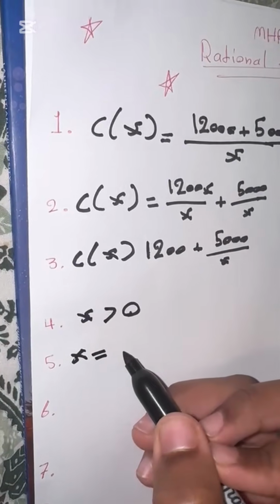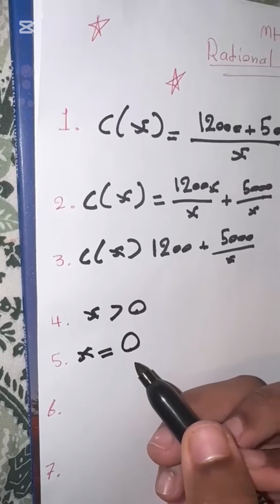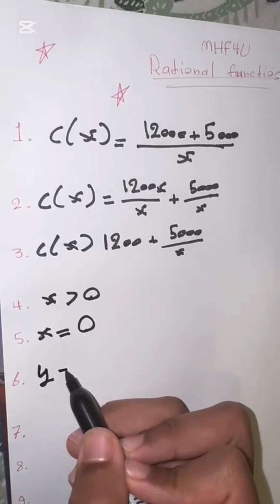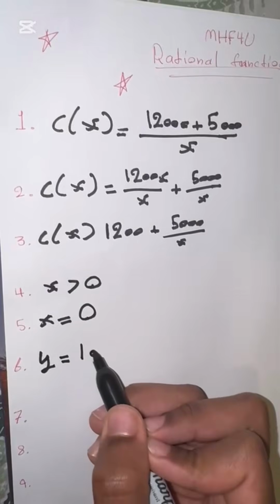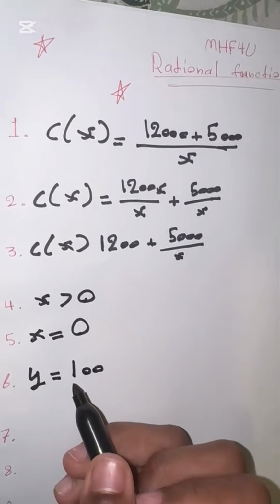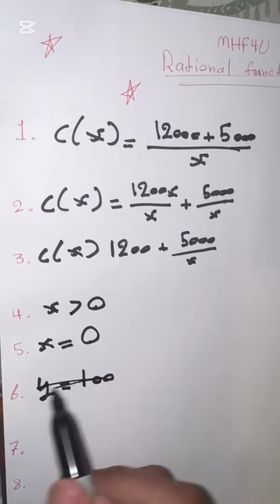Then I found the vertical asymptote. The denominator is x, so the function is undefined when x equals 0. This means the vertical asymptote is x = 0. This makes sense because if there are no students, the cost per student does not exist.